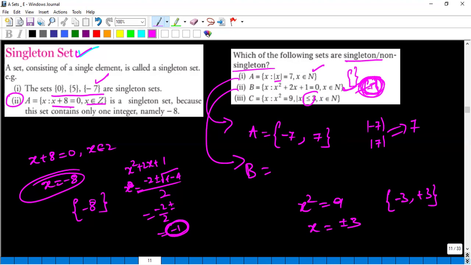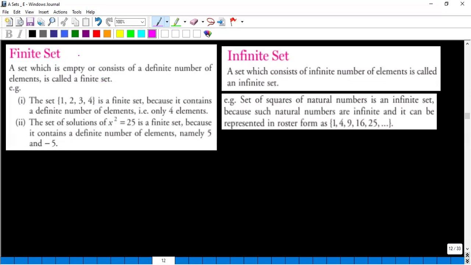Okay. Let us see the next type of set, finite set. What is meant by finite? Which is limited. I mean, we can count. Which is empty or consists of a definite number of elements. It means if we are able to count how many elements are there inside the set, it is called a finite set. Just see here, we have 4 elements because it contains a definite number of elements, only 4 elements.